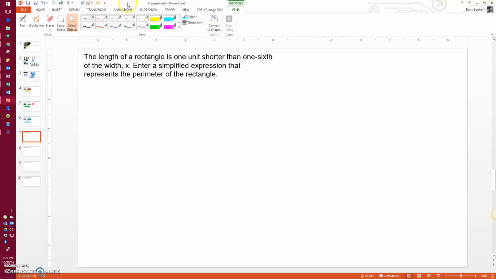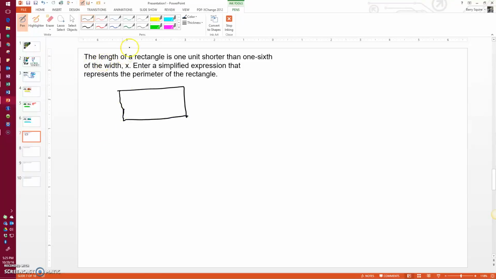Okay, so this question is asking us to write an expression to represent perimeter. And it's talking about a rectangle. So I like to draw pictures whenever I can. So I'm going to try and draw an ugly rectangle here. I know I'm using PowerPoint, I could probably just use one of the tools here.